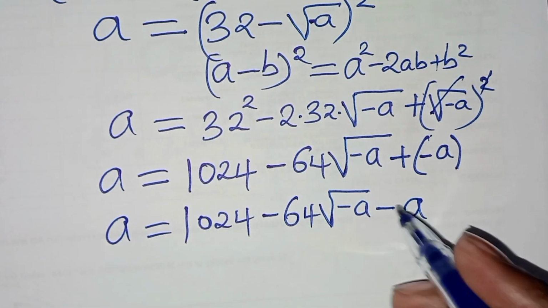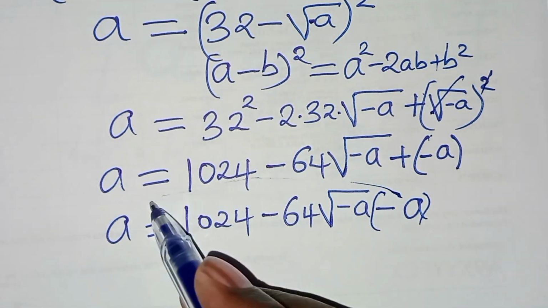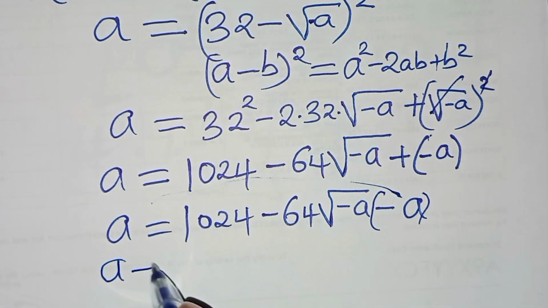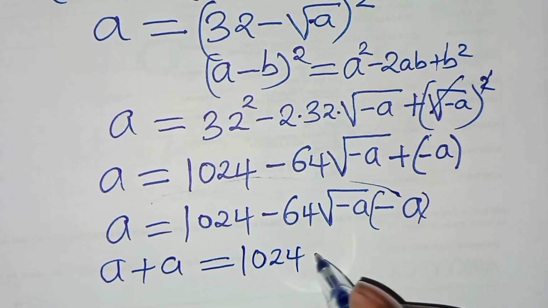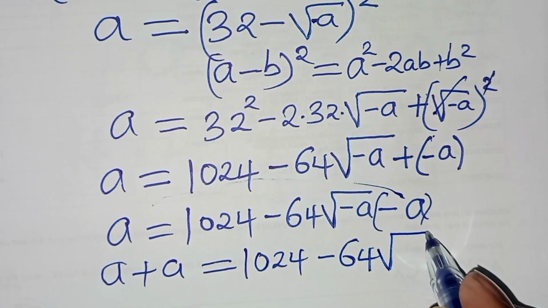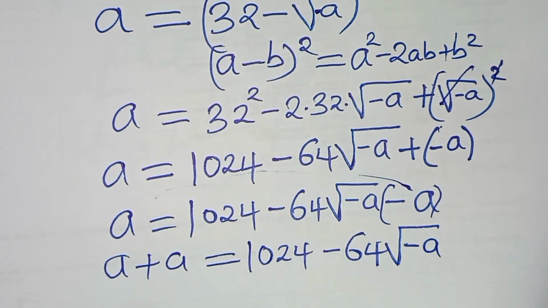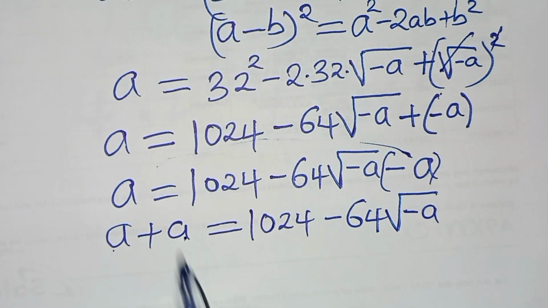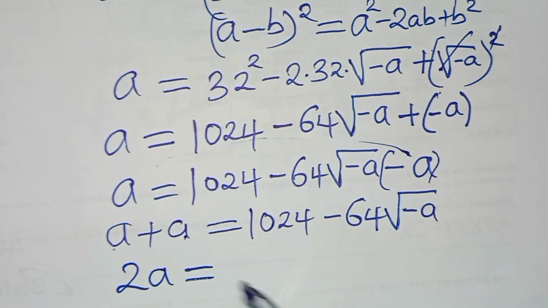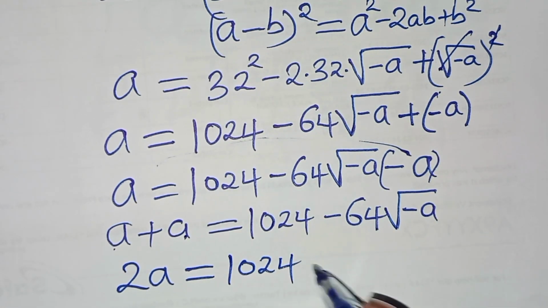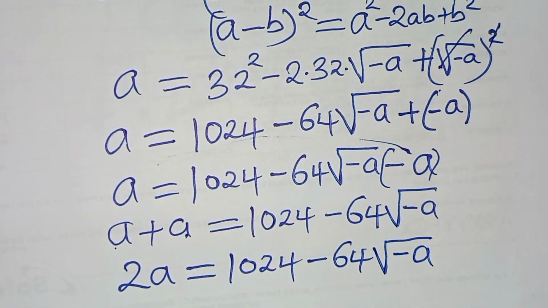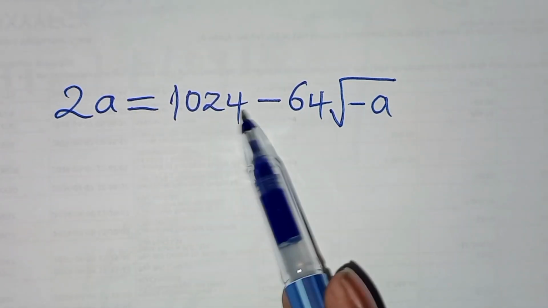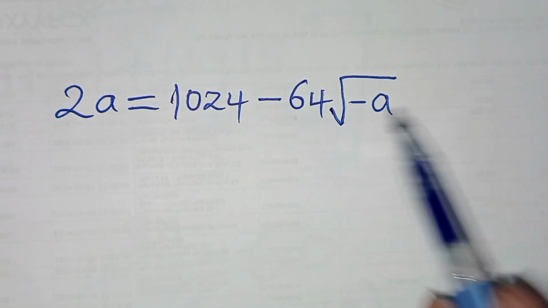The next step here, let's take negative a to the left hand side. So here we'll have a plus a, which is 2a, equal to 1024 subtract 64 square root of negative a. So let's proceed from here. We have 2a is equal to 1024 subtract 64 square root of negative a.